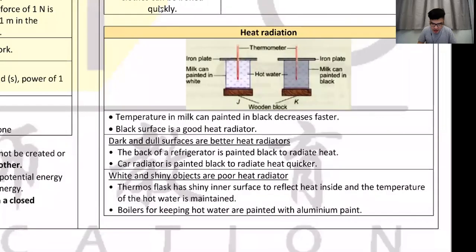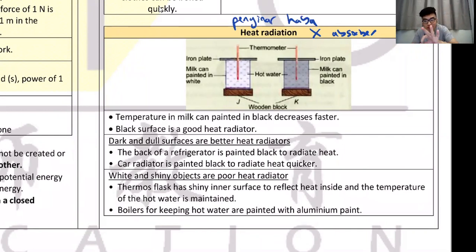Okay, next, heat radiator. Okay, what is heat radiator? If I can give out heat very easily, that means I'm a heat radiator. That's the opposite of heat absorber. If I absorb heat, I'm a heat absorber. If I give out heat, I'm a heat radiator. Radiate means to give. Okay, you get heat from the sun by radiation, remember?